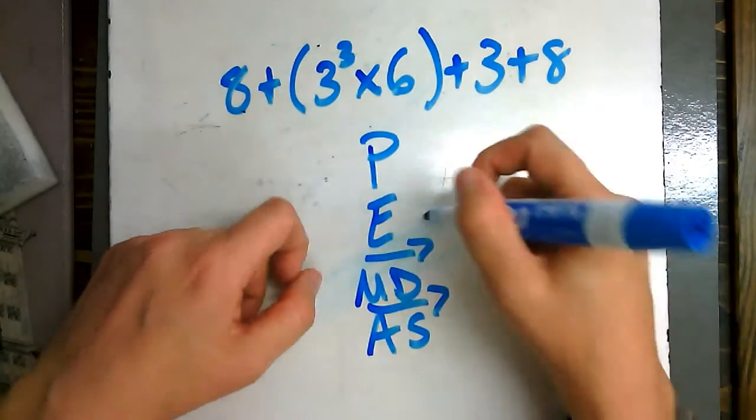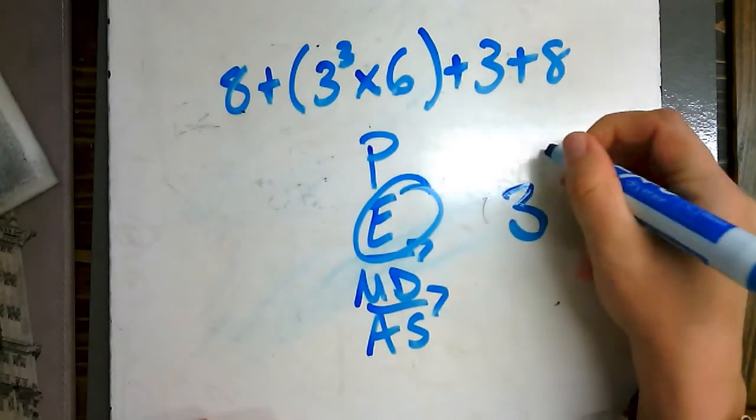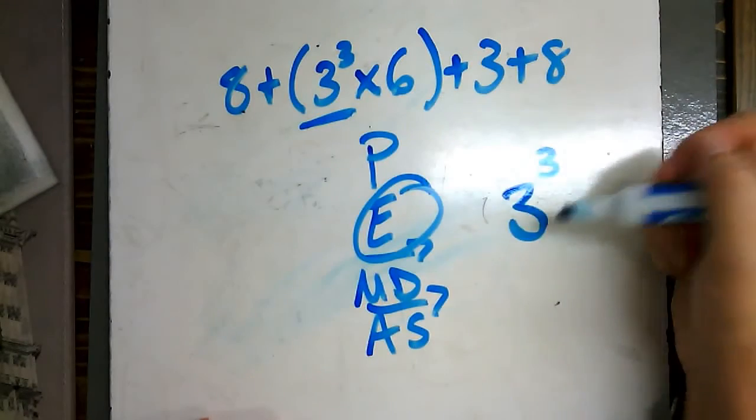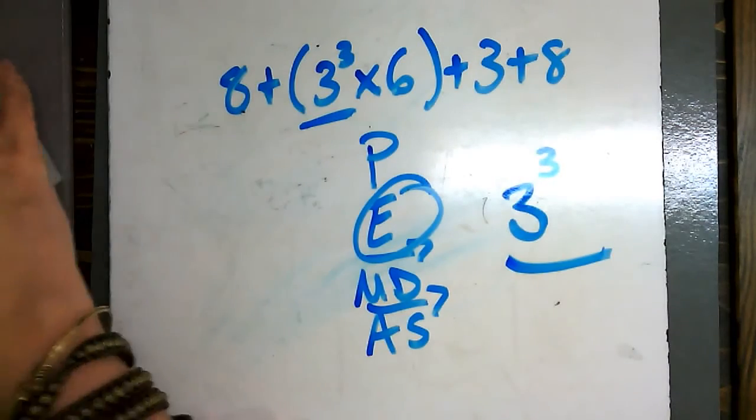What's going to come first? That exponent's going to come first, which means that what we solve first is 3 cubed. This is the part where we're going to solve first. That's what I write for number 4. I don't have to solve it.